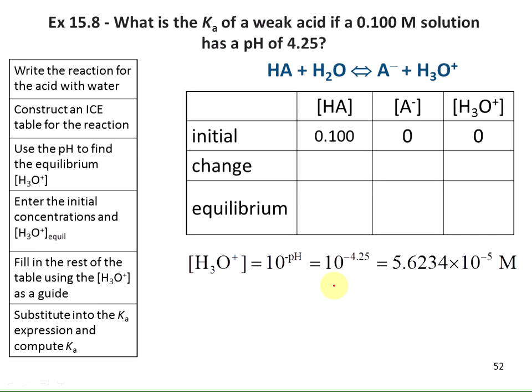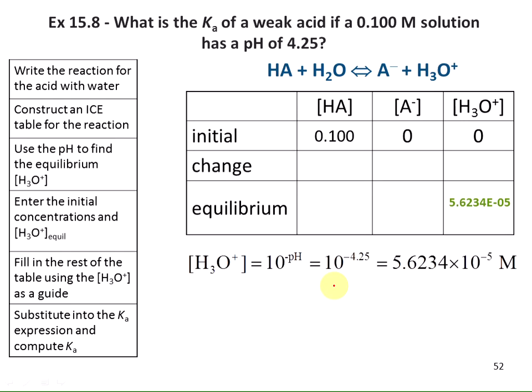So what I can do is use the relationship of the pH to find the hydronium concentration. If I take 10 raised to the negative pH, I can find the hydronium concentration, which turns out to be 5.6 times 10 to the minus 5th. If I know that's my equilibrium concentration of the hydronium ions, I can do algebra to figure out what the other values are from that change.